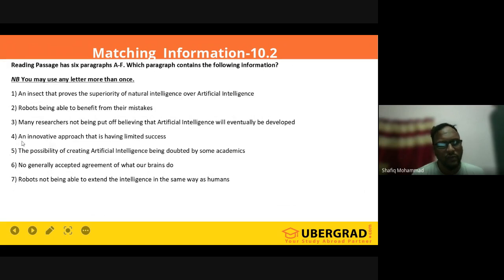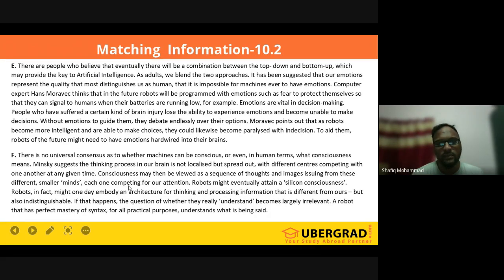So we have to see an innovative approach that is having limited success, whether that is the one or the possibility of creating artificial intelligence being doubted by some academics. It is not being doubted actually. No generally accepted agreement on what the brain is. Robots not being able to extend the intelligence the same way as humans. So we got the word humans here, and they're not able to extend their intelligence. Robots, they're not able to extend the intelligence as we humans, isn't it?